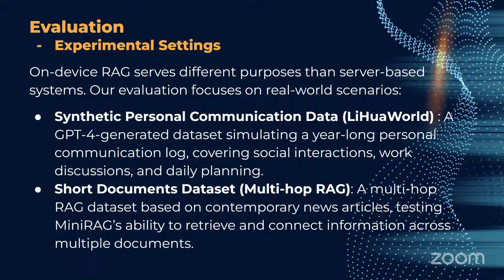To do this, we use two data sets. First is the LiHua-World. Think of this as a data set filled with personal conversations, work chats, and social interactions. So basically, it tests how well the AI remembers and fetches relevant past information. Second is the multi-hop RAG. It's more like a fact-checking assistant. It needs to collect information from multiple sources, similar to how journalists verify facts across different articles.